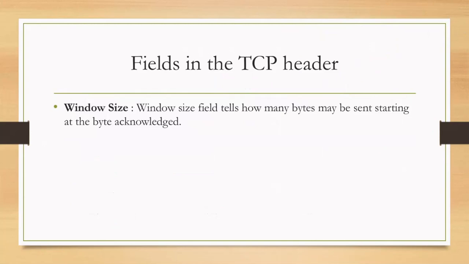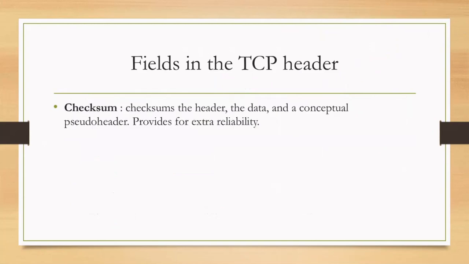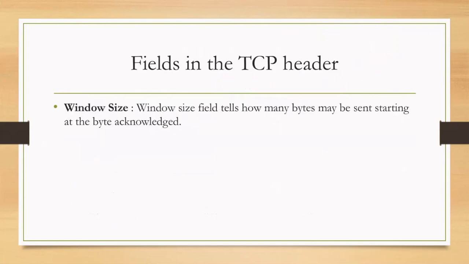Okay, down there we still have some more fields of the TCP header left. Next is your window size. As I mentioned earlier, the window size is dynamic. TCP follows a dynamic window size. So how many bytes can be sent? The window size will tell how many bytes can be sent, starting at the byte which is acknowledged.